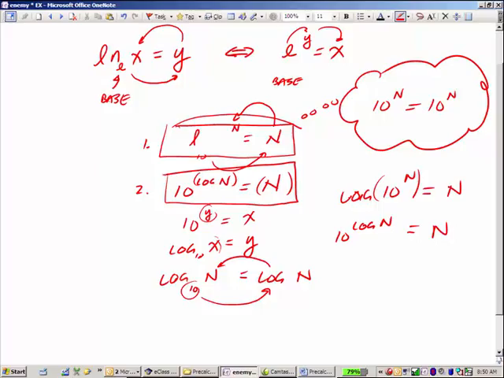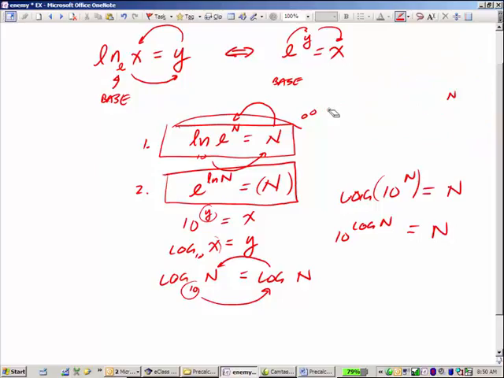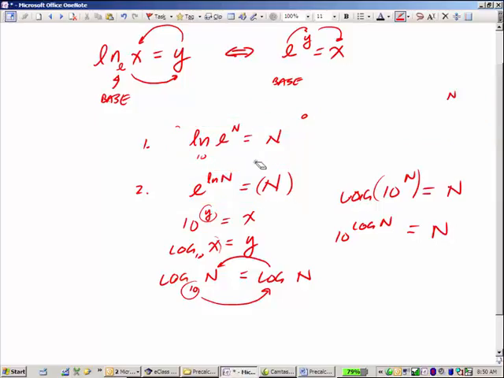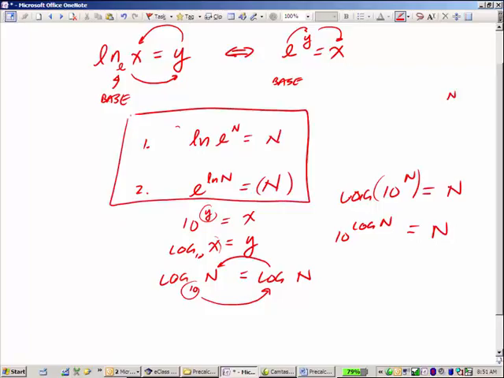So I would probably say the natural log of e to the n equals n, and e to the natural log of n equals n. In other words, the natural log function and the e raised to the function, those are inverse functions. They undo each other. Okay? So this is really just saying, look, natural log and e raised to the are inverse functions.